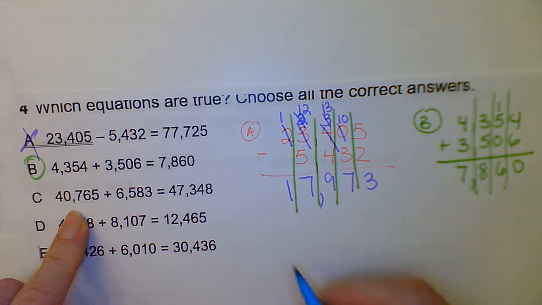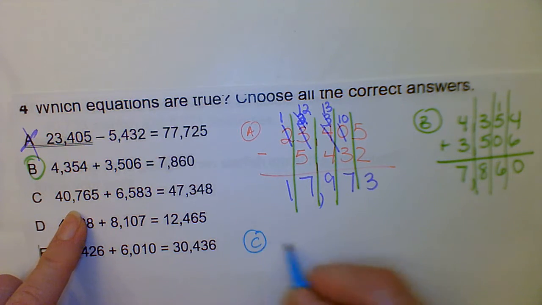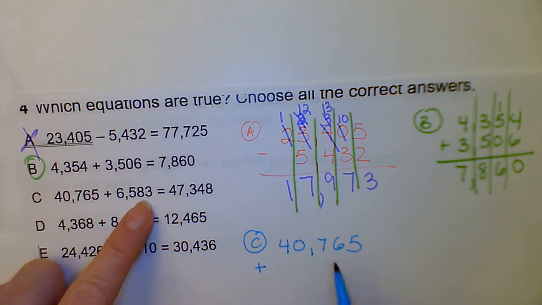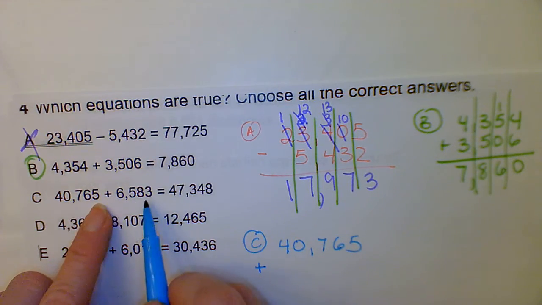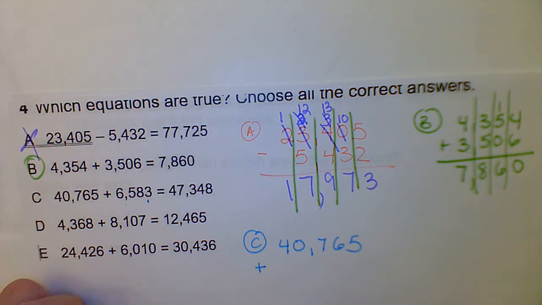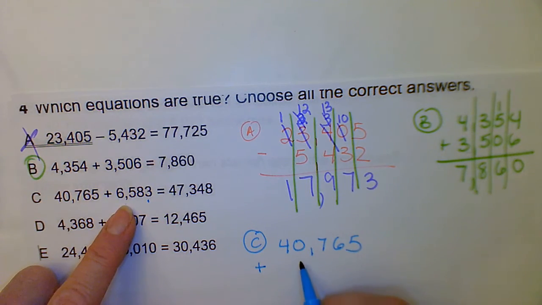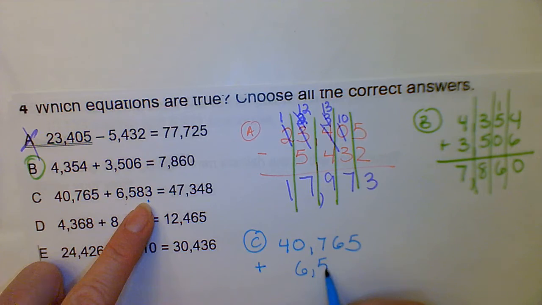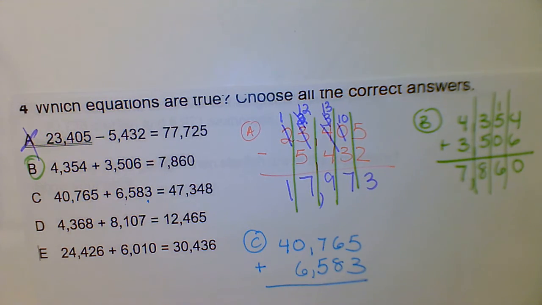Let's try the next one. So here we're adding again. So we have 40,765 plus 6. Now make sure you line it up carefully. Line up your ones, line up your commas, whatever you need to do to make sure you line them up correctly, but you have to line it up by place value. I'm going to go ahead and make my lines.